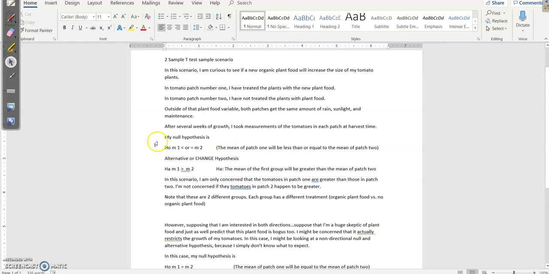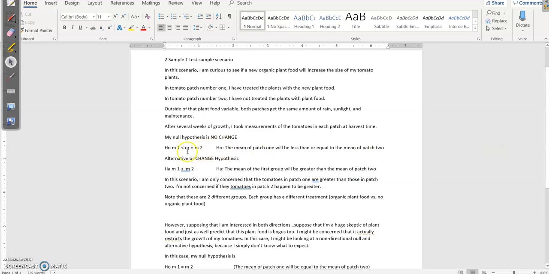my null hypothesis, or no change hypothesis, would be that the mean of group 1, or patch 1, is actually less than or equal to the mean size of patch 2. And again, you don't even have to worry about typing out less than or equal to, or whatever keystrokes that is. I don't, because for the purposes of this course, it may actually just be better to write it out if you want. That's totally fine. You can do it however way you want to do it. I'm mostly concerned with what you're saying, though.